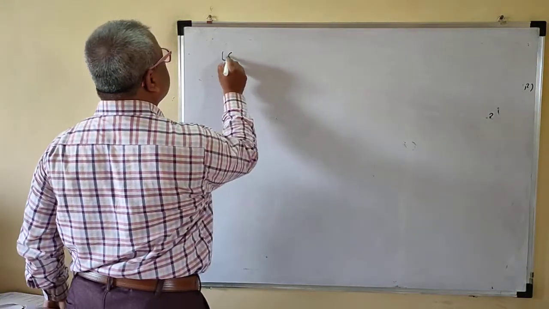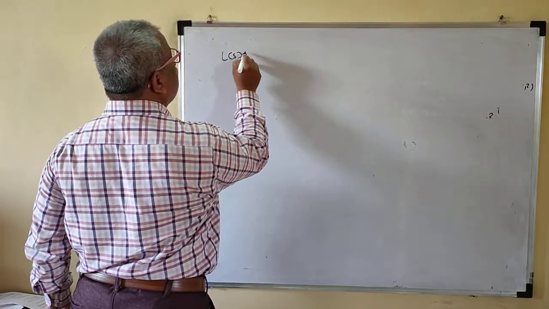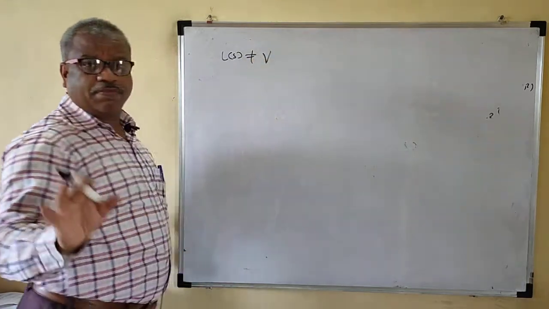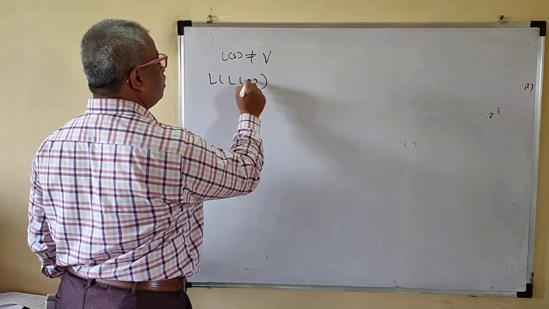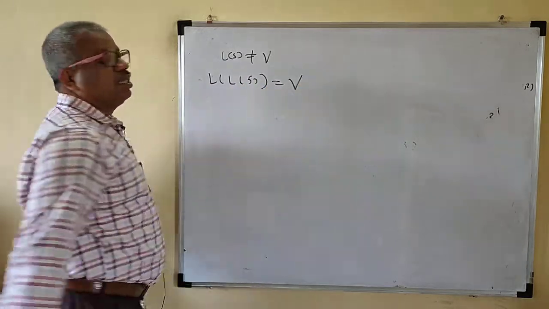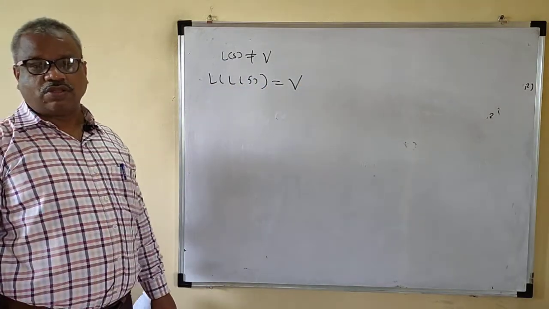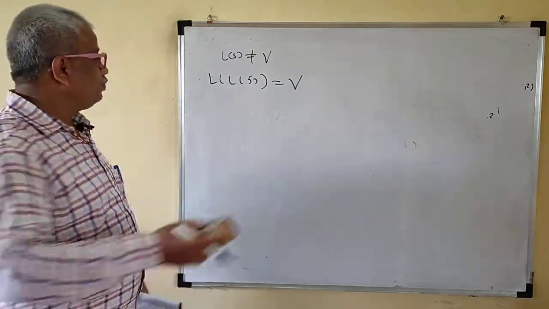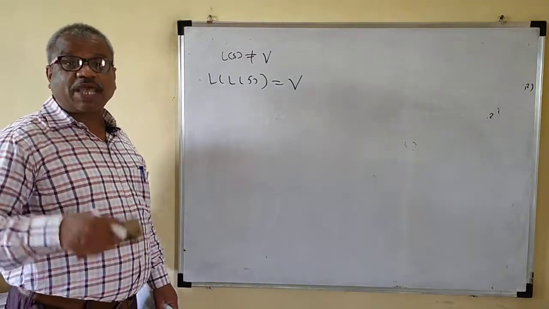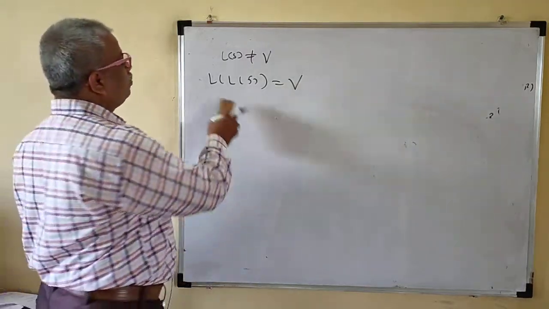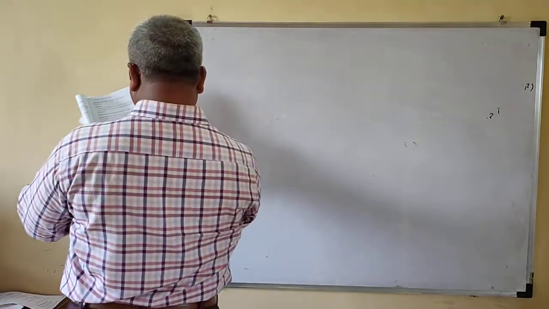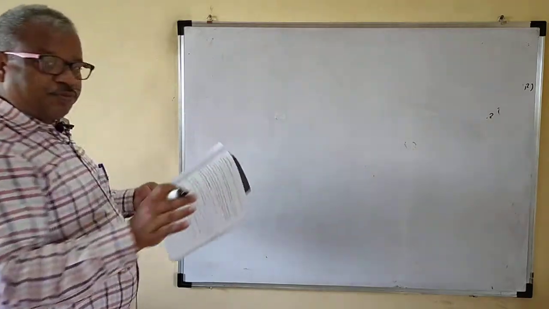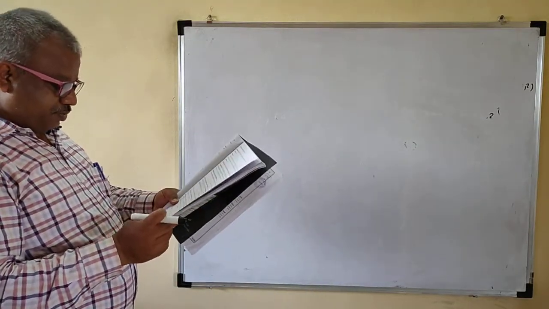Also, L of S need not be V, but it may be V. If L of S is V, that means the linear span of S is the vector space V. Okay, so L of S is the subspace. So this is clear to you.